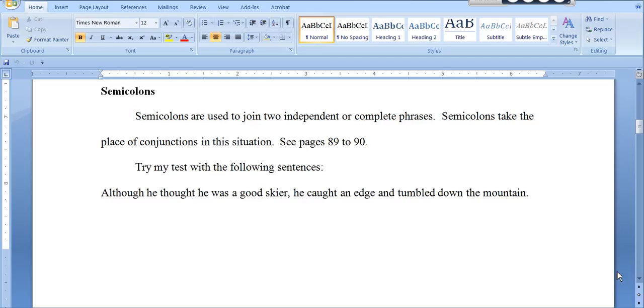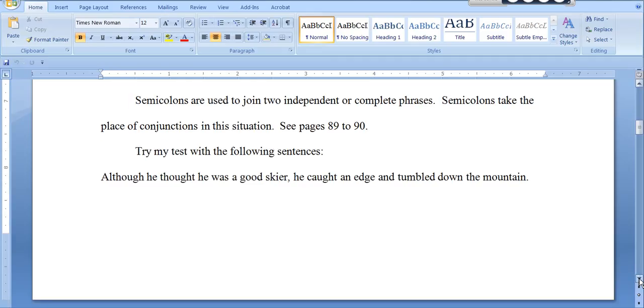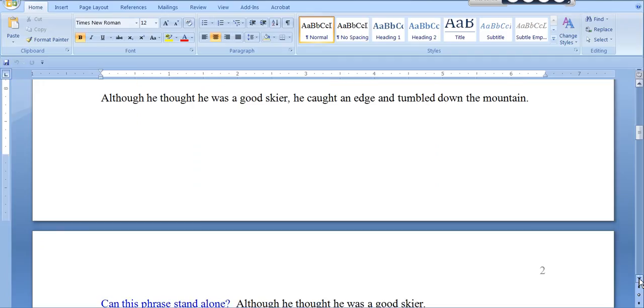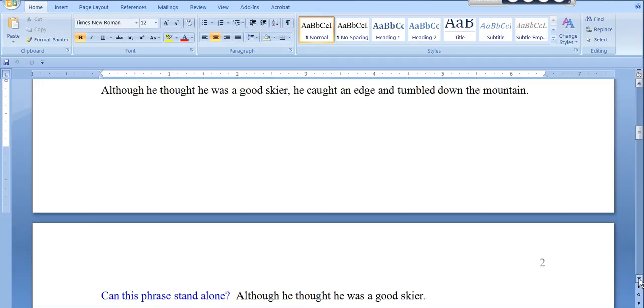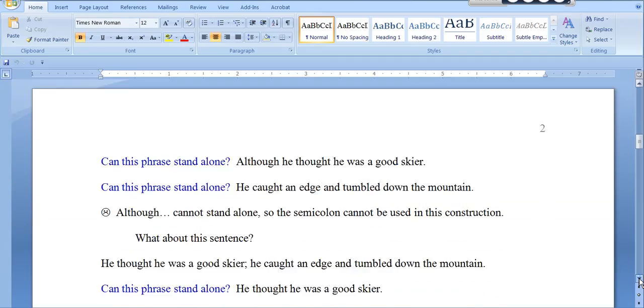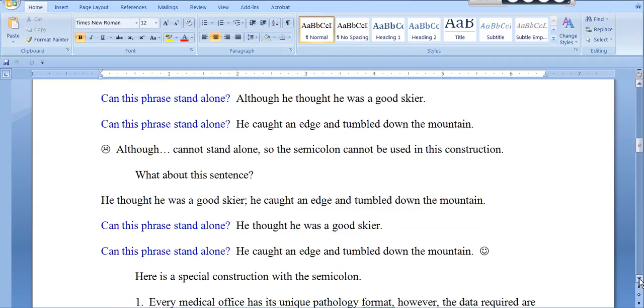Let's try my test to see if we can use a semicolon or not. Although he was a good skier, he caught an edge and tumbled down the mountain. "Although he thought he was a good skier" is actually an introductory phrase and it can't stand alone. And "he caught an edge and tumbled down the mountain" is a complete phrase. So in this situation, instead of using a semicolon, we have to use a comma.